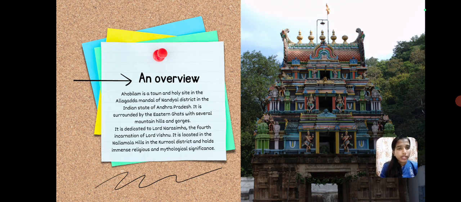So, my heritage visit. This is a temple, Ahobilam, which is in Andhra Pradesh. The overview about this temple is that Ahobilam is a town and a holy site in the Allagadda Mandal of Nandyala district in the Indian state of Andhra Pradesh. It is surrounded by the Eastern Ghats with several mountains and hills. It is dedicated to Lord Narasimha Swami, the fourth incarnation of Lord Vishnu. It is located in the Nallamala Hills in the Kurnool district and holds immense religious and mythological significance.